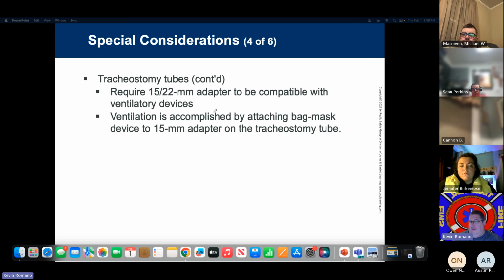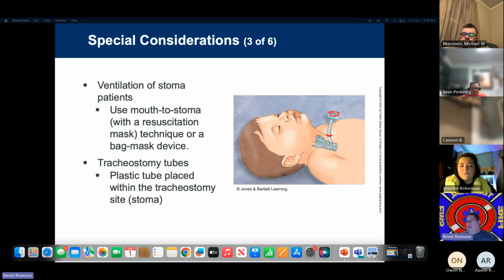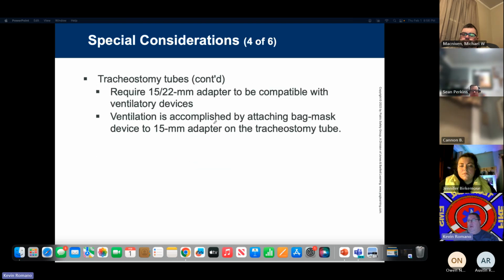Tracheostomy tubes require a 15 mm adapter to be compatible with a ventilatory device. That's the adapter at the end here. Right? Ventilation is accomplished by attaching a bag valve mask to the 15 mm adapter on the trach tube.